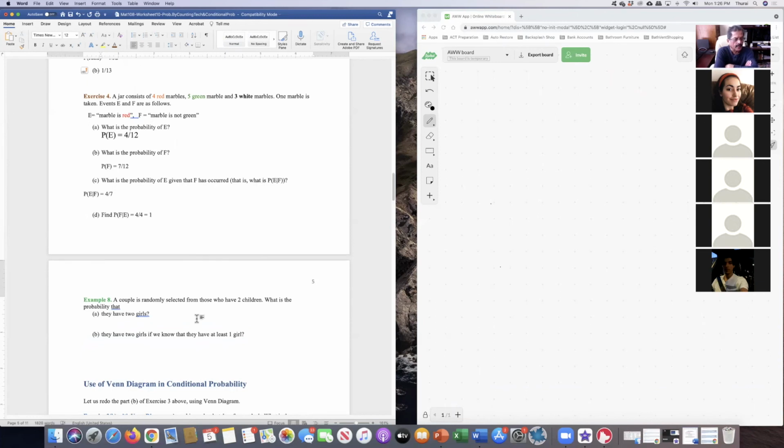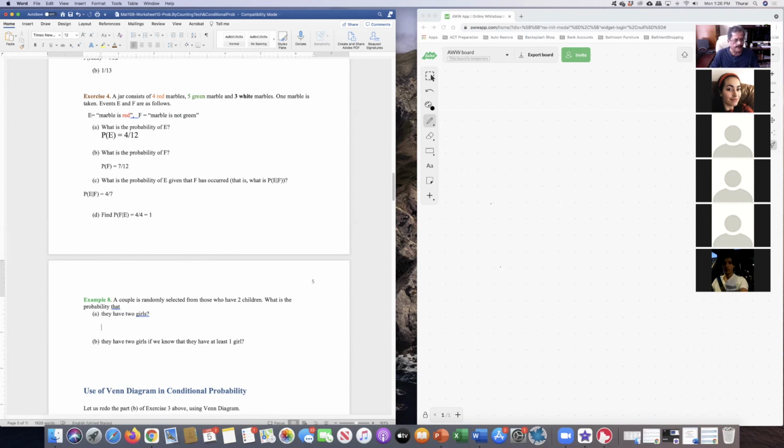All right, let's go to example 8. A couple is randomly selected from those who have 2 children. What is the probability that they have 2 girls? We did this earlier, right? They're selected from those who have 2 children. So the sample space has 4 elements, right? BB, GG, and BG, GB. Remember, we wrote that. So 4 elements. Out of those, how many elements have 2 girls? 1. So the probability is 1/4, isn't it?